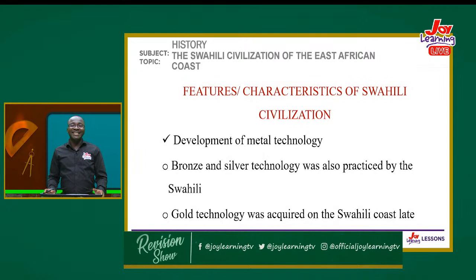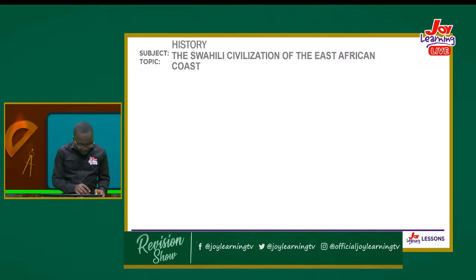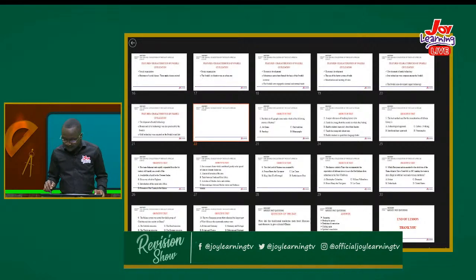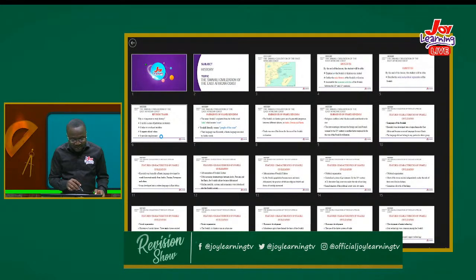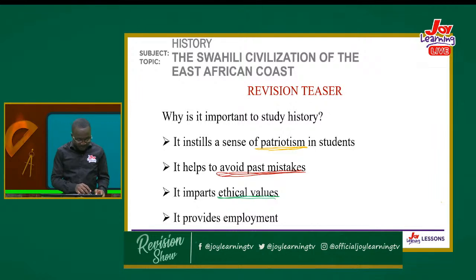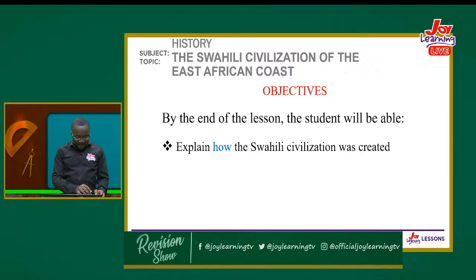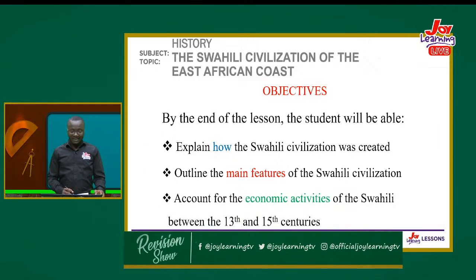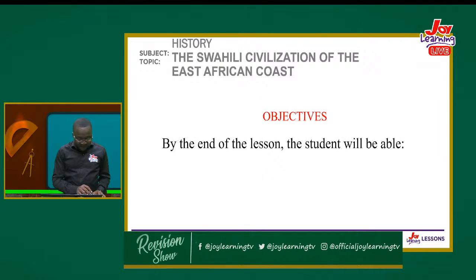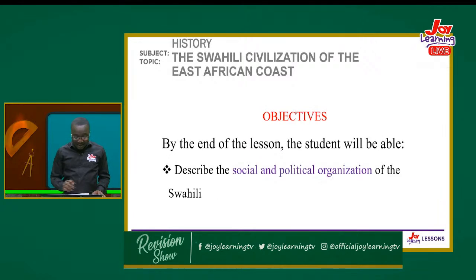We would want to end the discussion on the Swahili civilization tonight here, as we've been able to look at the various components as we discussed earlier. We told you that by the end of the lesson, you should be able to explain how Swahili civilization was created. We've done that. We've also been able to explain the main features of the Swahili civilization. We have also been able to look at the economic activities of Swahili between the 13th and 15th century. And by God's grace, we have also been able to describe the social and political organization of Swahili.